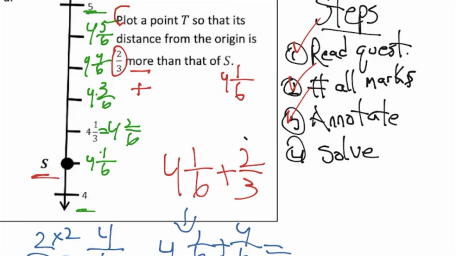4 and 1/6 plus 4/6. That is still a 4. 1 plus 4 is 5. And you keep the same denominator. 4 and 5/6. We have that right over. Did you find it? Did you find it? Yes. And we plot the point T. You should match my work.